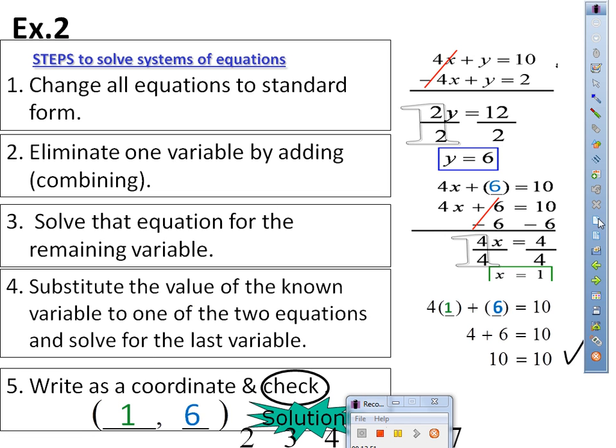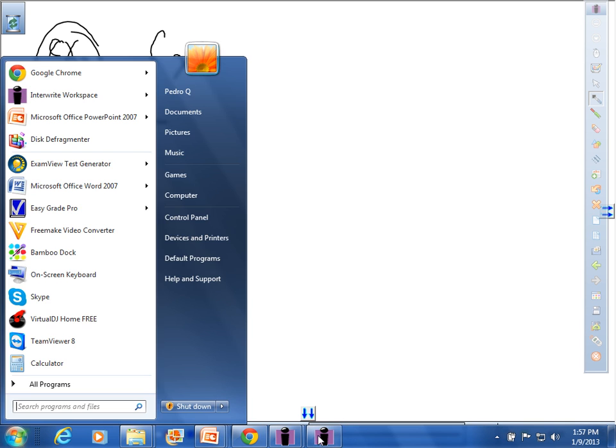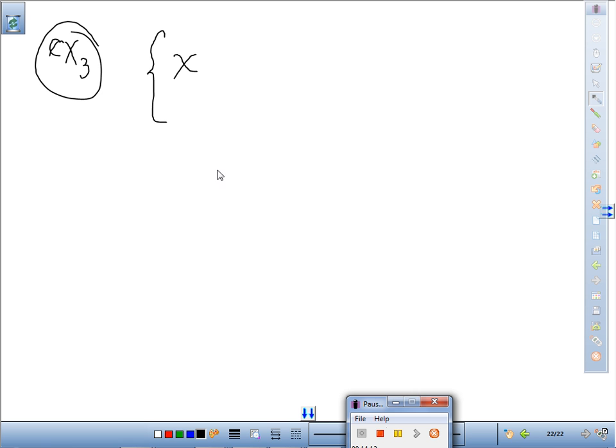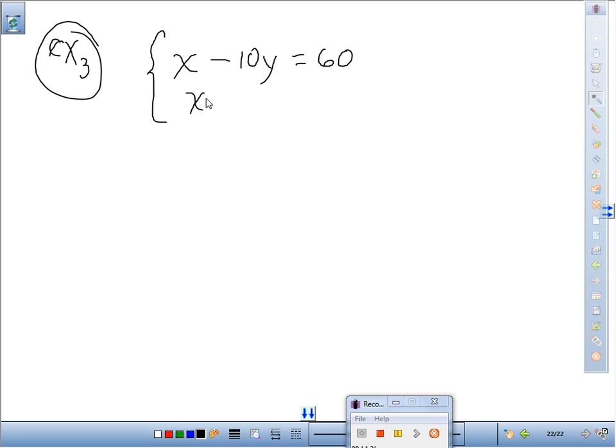Example 3. Copy this next one down, please. Example 3. Here it goes. The system, give me a second. All right, here it is. x minus 10y equals 60, and x plus 14y equals 12.